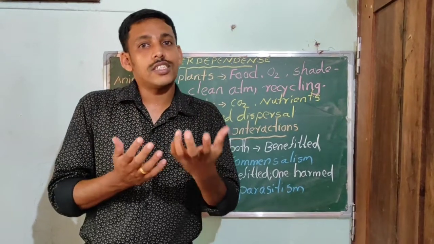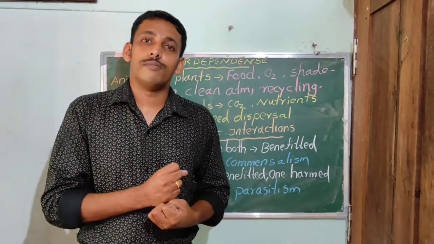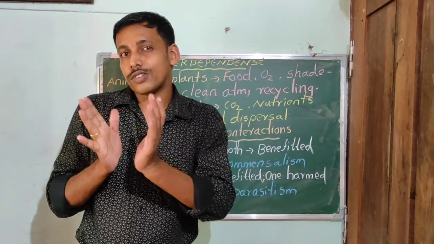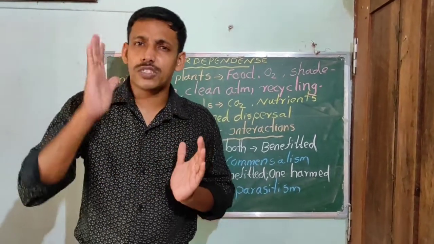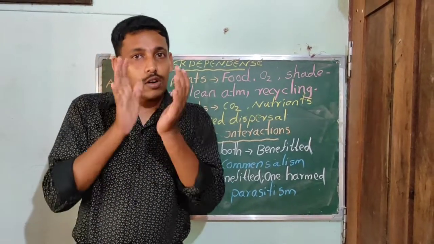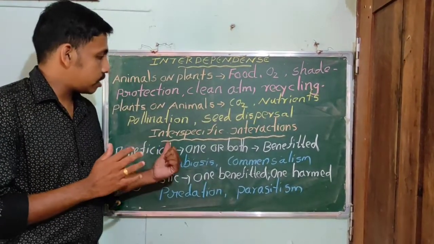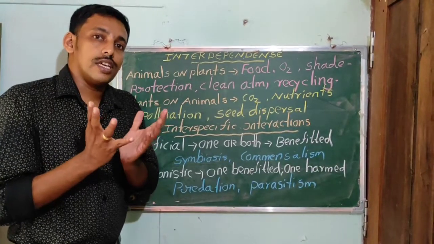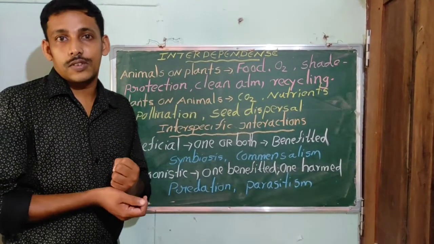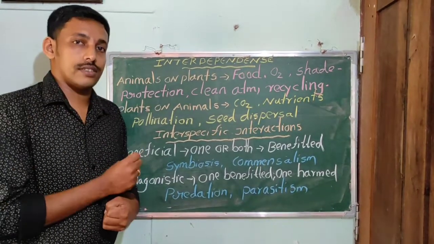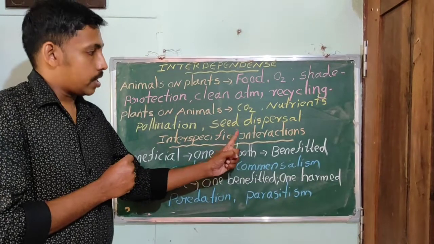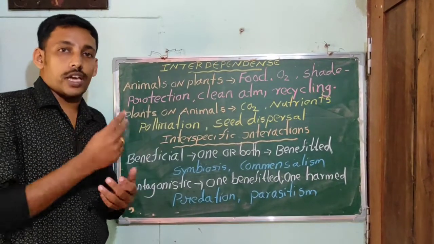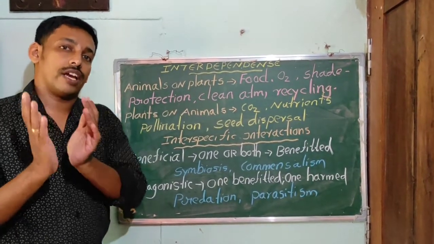Other than this, there are some special types of interaction between organisms of different species. Between organisms of different species, there are some specific interactions. We call these specific interactions the interspecific interactions. This interspecific interaction may be of two types. It may be positive or negative.